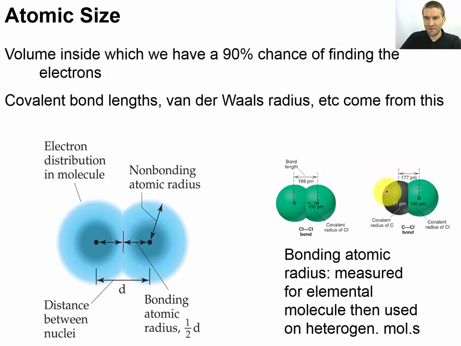Now, if we then do the same thing for carbon and find carbon's radius to be 77, we're going to predict 77 plus 100 should be about 177 picometers apart. And that's actually not a bad estimate of what the actual carbon-chlorine bond length will be.